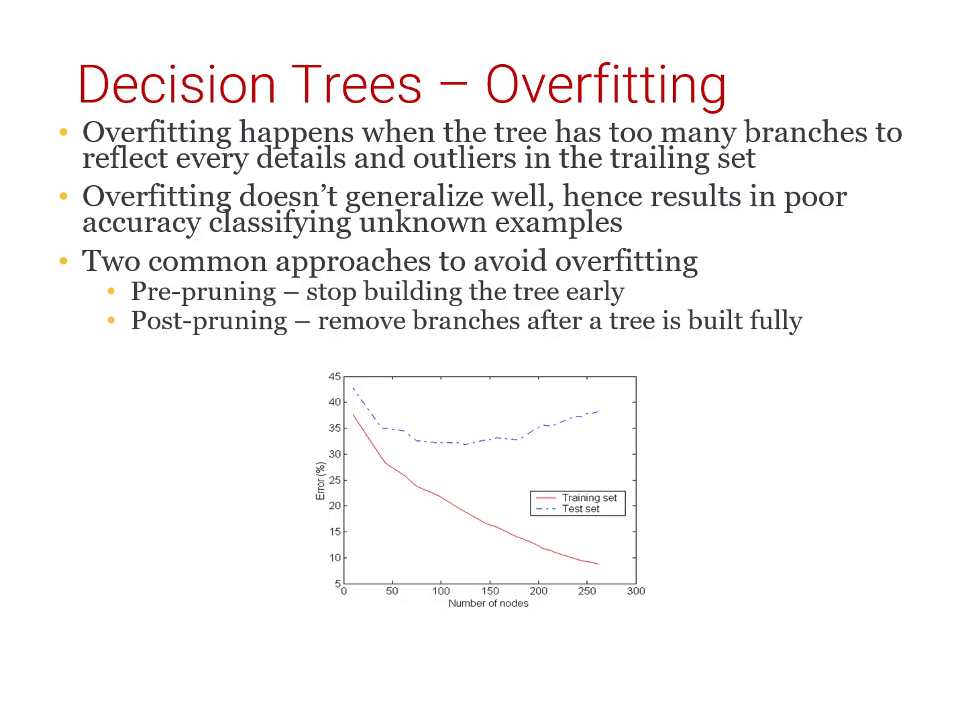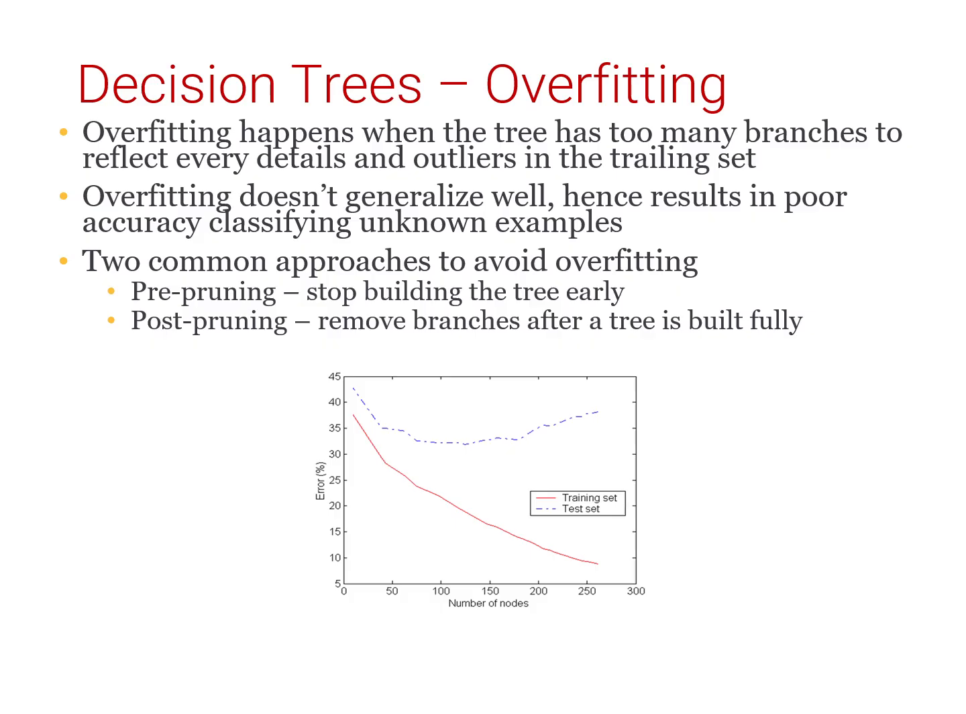Similarly, an overfitted decision tree may perform exceptionally well on the training data, as it has learned to memorize every nuance and peculiarity. However, when presented with new, unseen examples, an overfitted tree often struggles to generalize effectively. It becomes overly sensitive to the noise and idiosyncrasies present in the training set, leading to poor accuracy in classifying unknown instances. To mitigate the risk of overfitting, two common approaches are employed: pre-pruning and post-pruning.